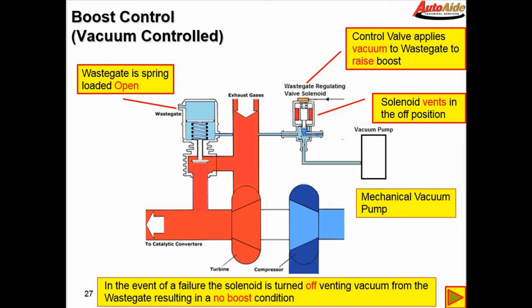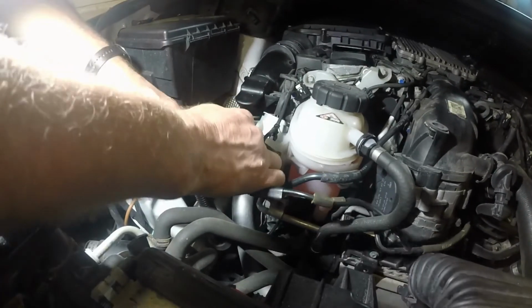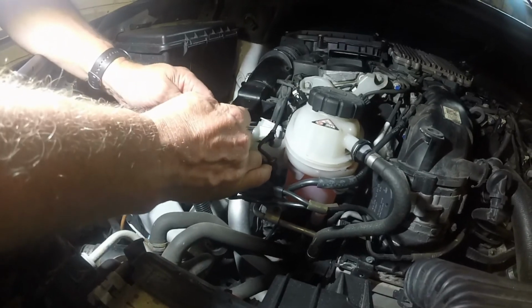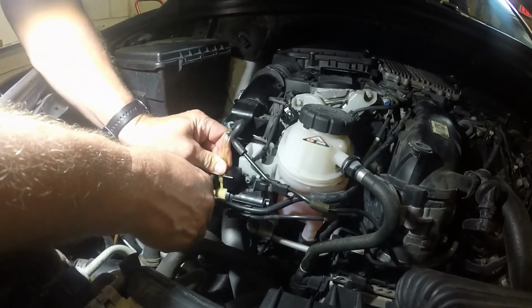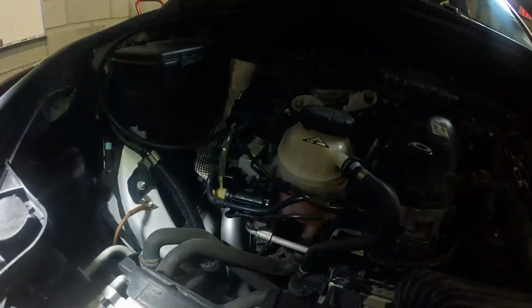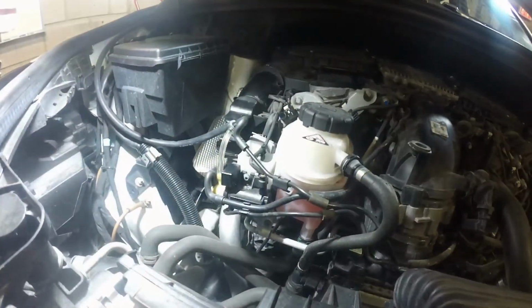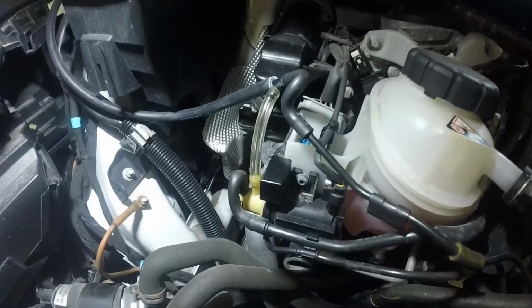So the next thing we're going to do is hook up a vacuum gauge and start checking the vacuum system. We're going to try a couple of things at once. We're going to make sure the system is producing vacuum, and then see what happens to that vacuum when we go under boost. So we're just teeing in a vacuum gauge here, and then we're going to drive the car.